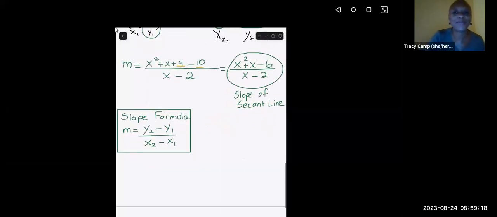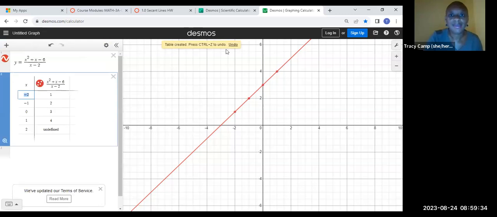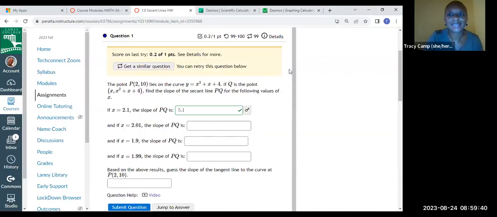So let's go back. Once you've entered this in Desmos, what you're going to do is click on edit list right here, and then click on create table, this table. Then enter the numbers that they're asking you to plug in for your second x value. So enter these as your x's on the table. I'm going to enter 2.1, 2.01, 1.9, and 1.99.